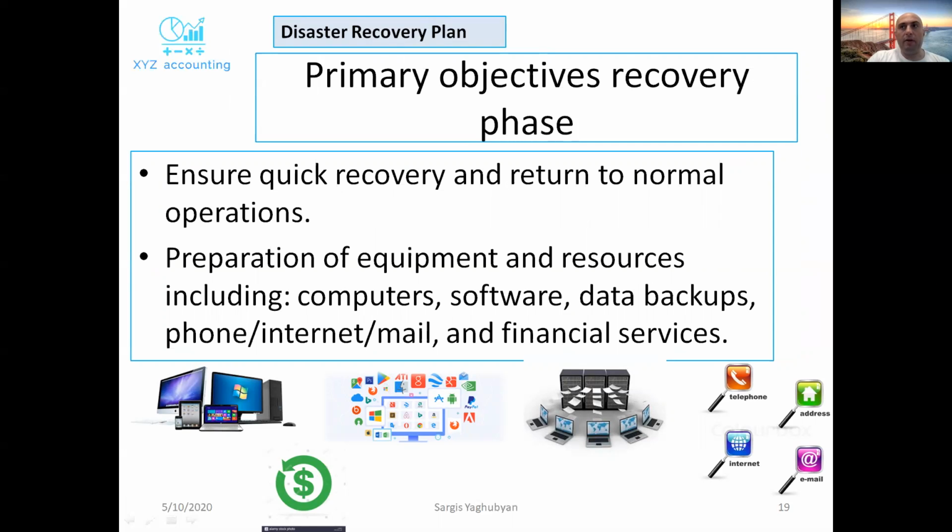The primary objectives during the recovery phase will also cover ensuring that a quick recovery and return to normal operations are available to us, and the equipment is ready to use in any location. It will be our permanent location or a temporary location identified by the general manager. Also, all software licenses, computers, and backups will be available for immediate unpacking to ensure availability to maintain our daily operations.